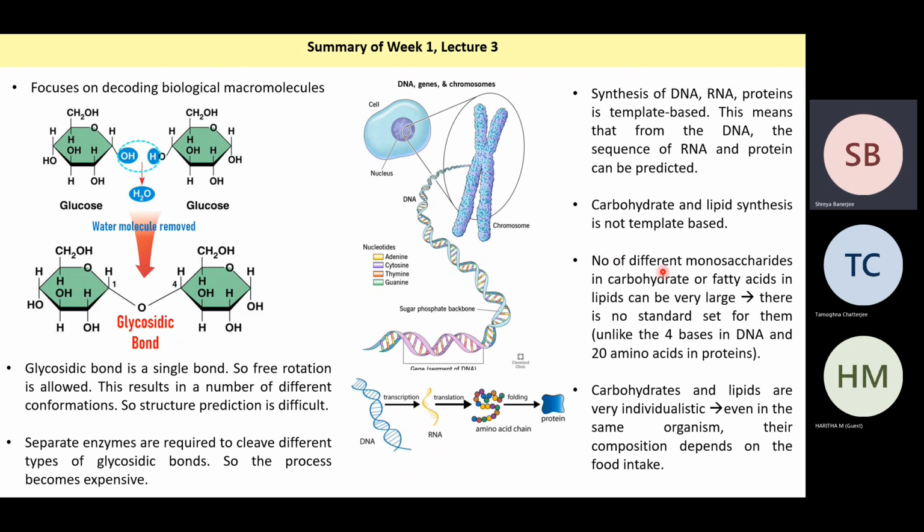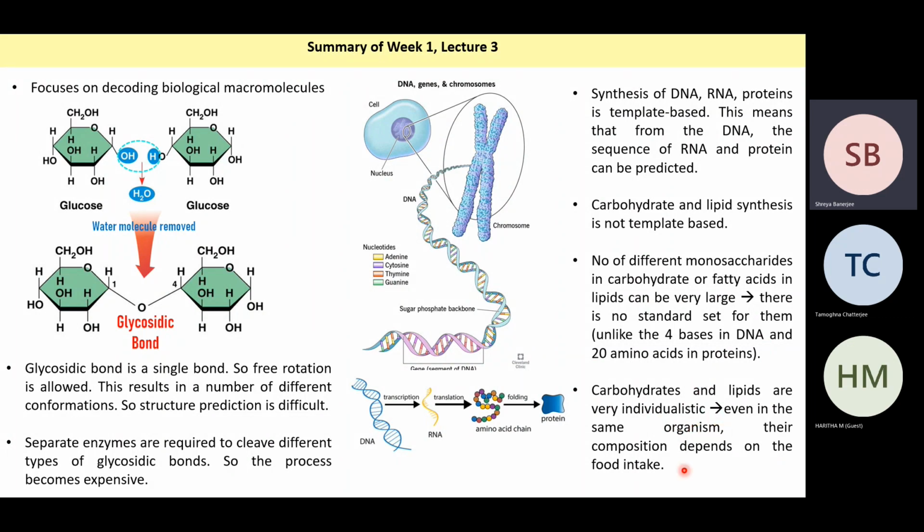Another problem with carbohydrates or lipids is that, like you saw in glycogen, which is a polysaccharide, there can be 1 million molecules of glucose connected through glycosidic bonds. So there is no standard set for carbohydrates or lipids, like there are 4 bases in DNA and 20 amino acids in proteins. So these carbohydrates and lipids are very individualistic.